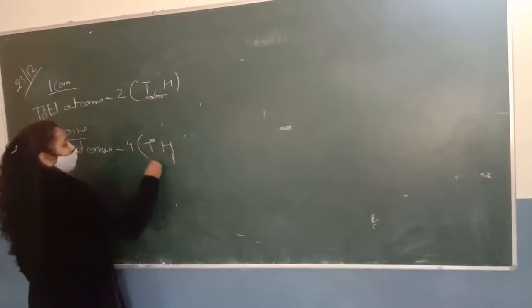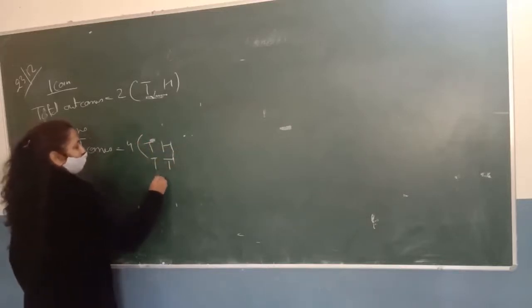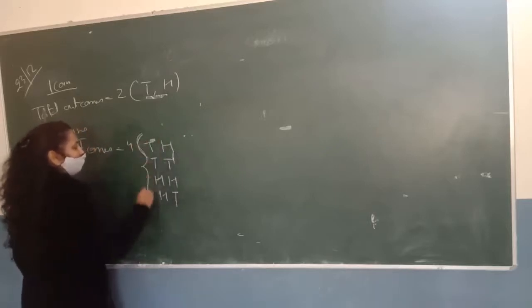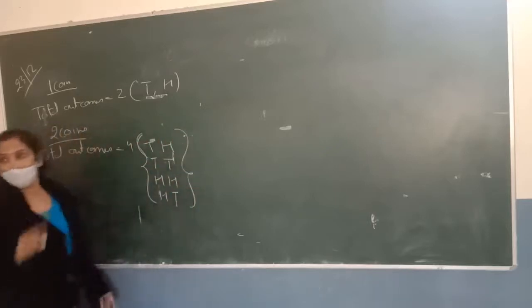Tail, head, tail, tail, head, head, head and tail. Okay, these are the 4 outcomes of 2 coins. You know the meaning of at least and at most. You know what is at least and at most?